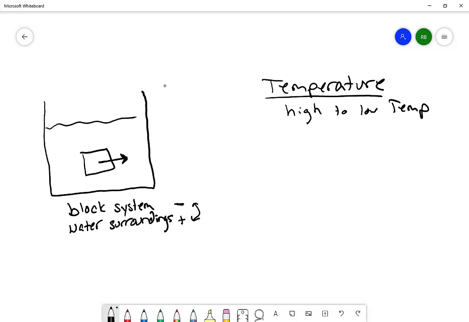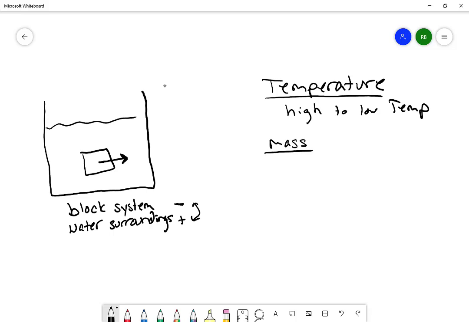If you take a hot object and put it next to a cold object, the hot object will cool down, the cold object will heat up. Energy will flow from high to low temperatures, always. Now, there are two other factors in here that are going to affect the way heat flows between the block and the water. The mass.